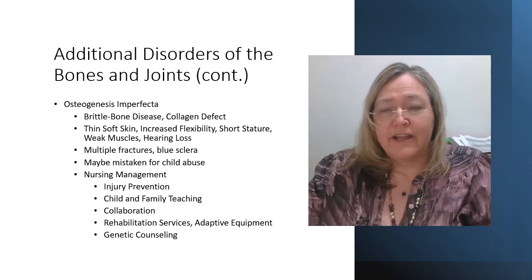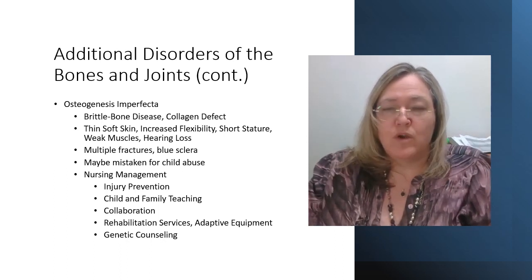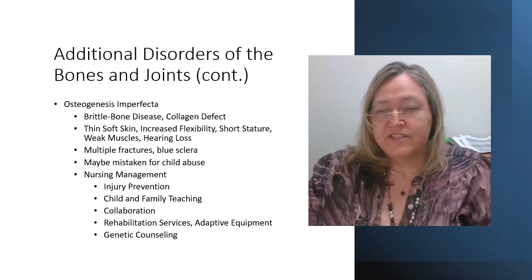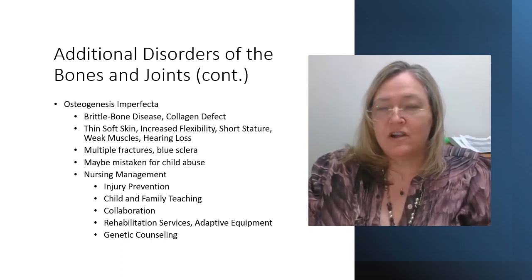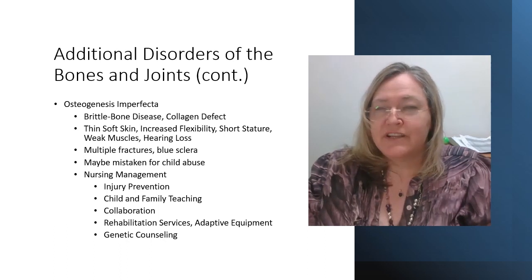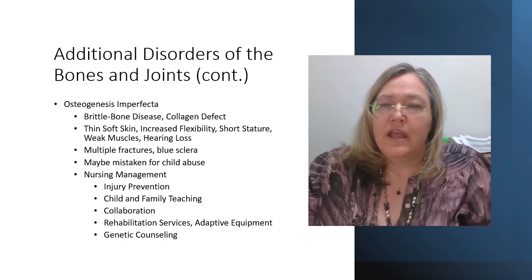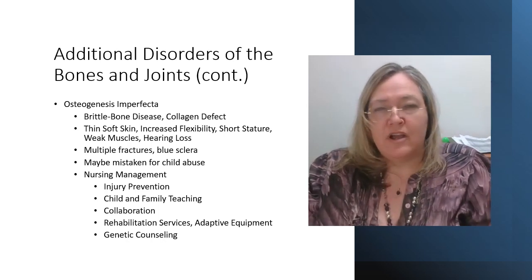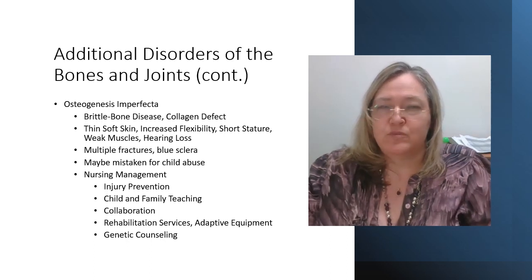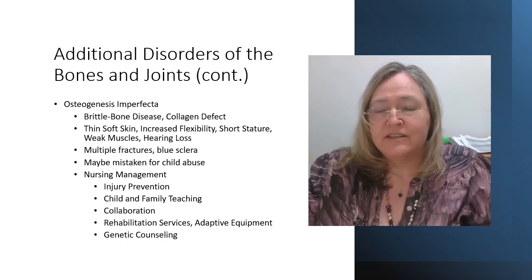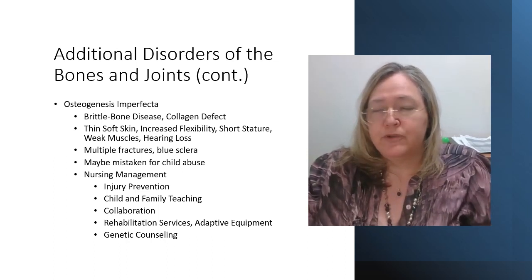Osteogenesis imperfecta is an interesting one. The thing I think you should know about this is it's also called brittle bones disease. It's a defect in collagen. Children that have this, a lot of times they present with a broken bone. And it may or may not be considered abuse depending on the age when the child first presents. Even though the bones are brittle, it could have happened very easily and not been abuse.